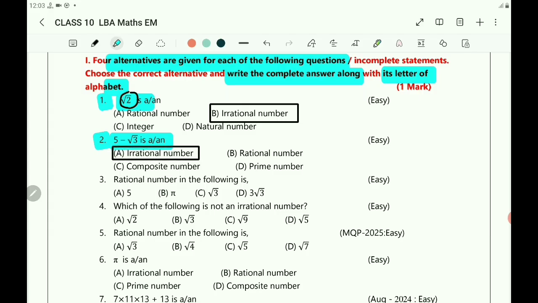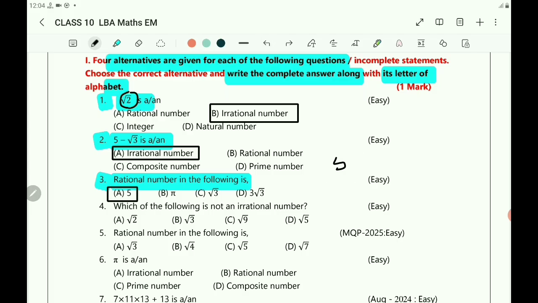Next, you take the third question. Which is the rational number in the following? Option A, 5. Option B, pi. Option C, root 3. Option D, 3 root 3. You know that option A is the answer, as you know that 5 is a rational number.